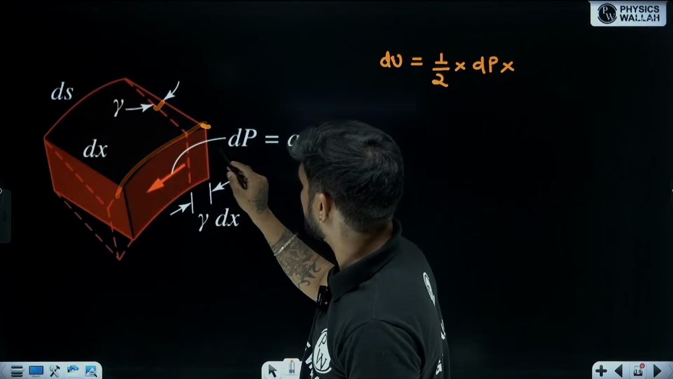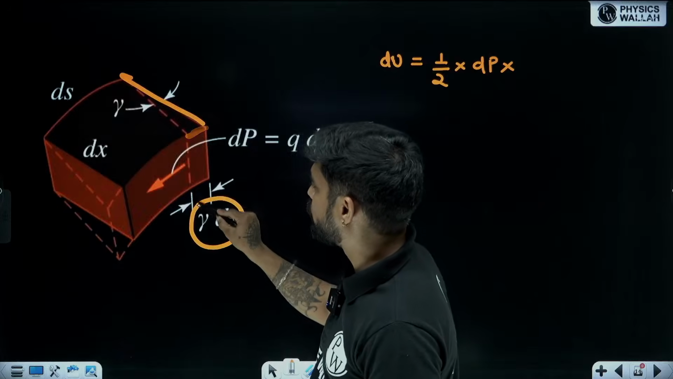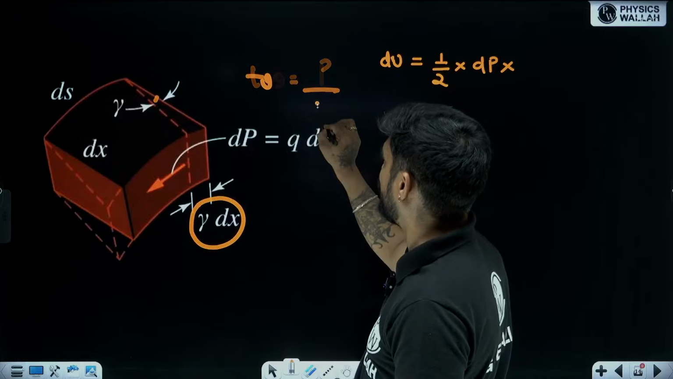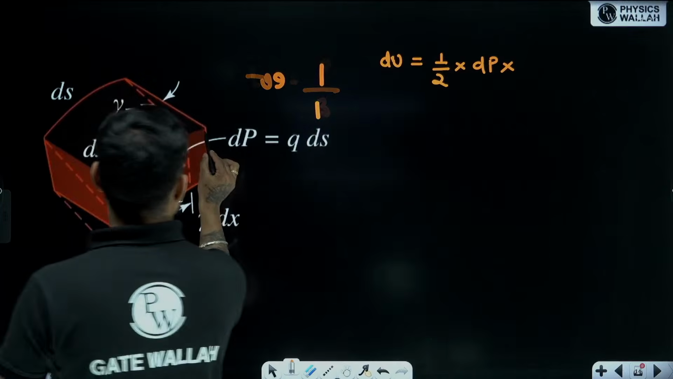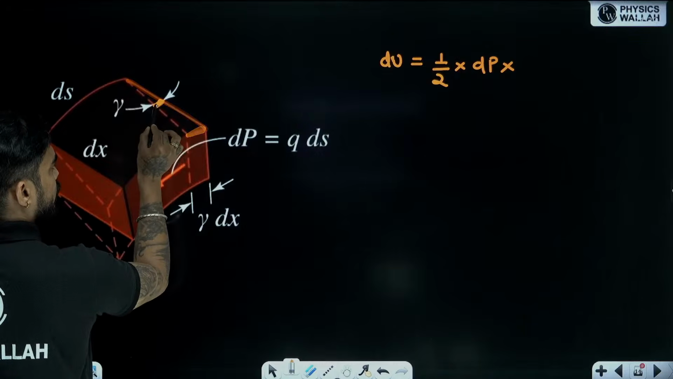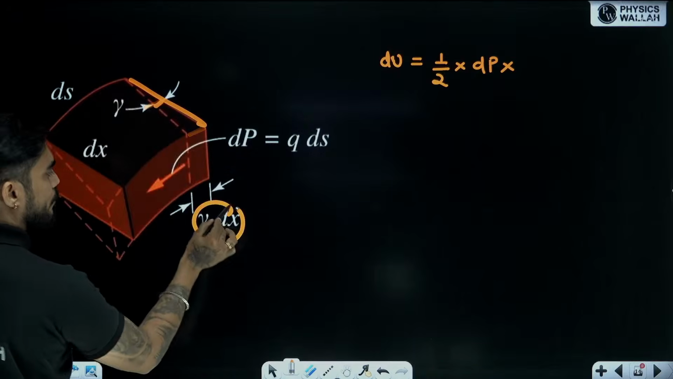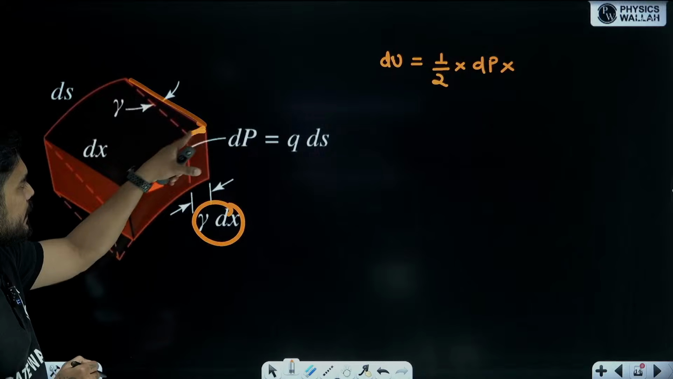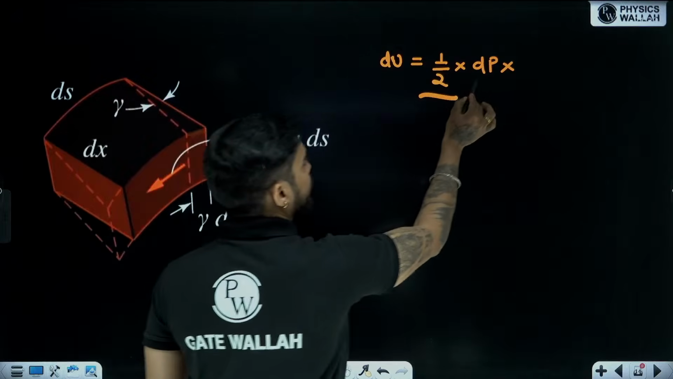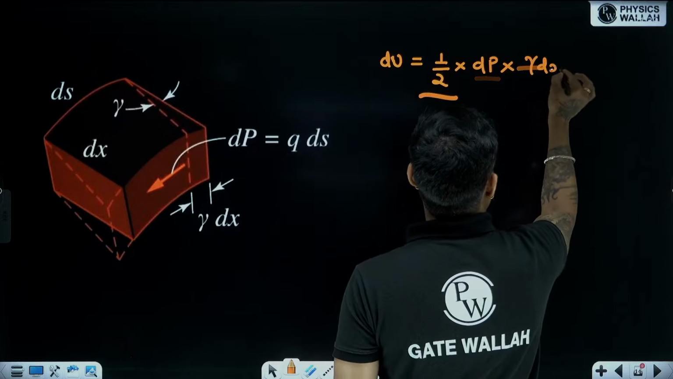then what is this? This is dx. Then what will be this distance? It will become gamma into dx. Okay, tan theta is equal to perpendicular by base, right? So this is the perpendicular and this is the base. So tan theta will be equal to gamma. So this perpendicular will become equal to base into gamma, so gamma into dx. So this is the distance by which it is moved. So the strain energy will be equal to half into force into displacement, and this displacement is gamma into dx.